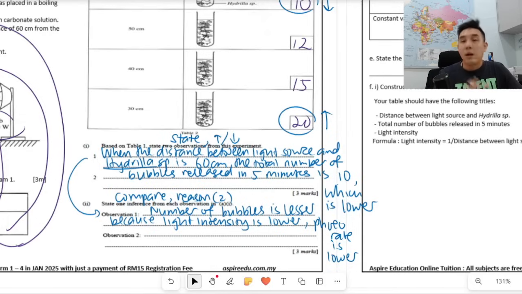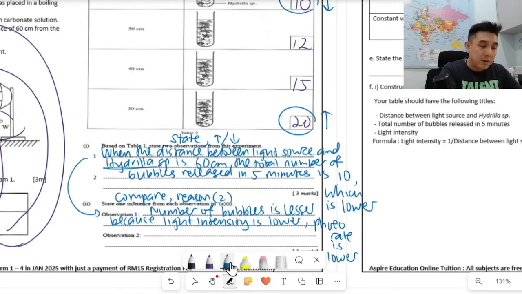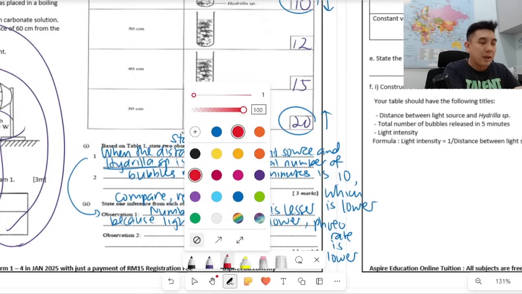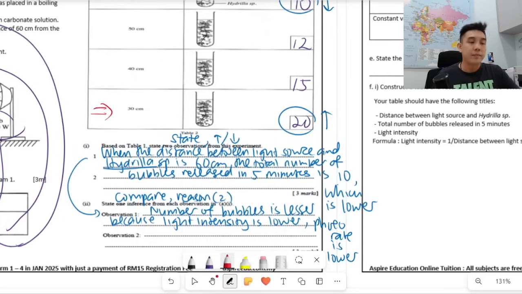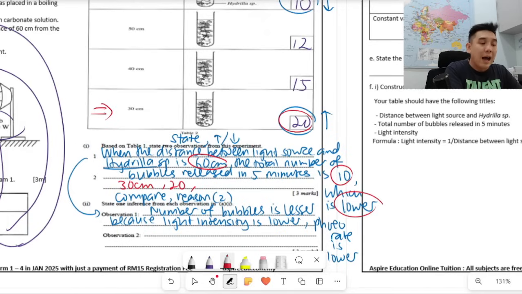Okay. Now, for instance, let's say if you were to write this observation on your own, guys, katakan, let's say we take 30 cm. How would your observation be? It's just a change in value. When the distance is 30 cm, the number of air bubbles released is 20, which is higher. So if you know this, guys, you definitely know your inference too. Number of air bubbles is higher, is more also can.